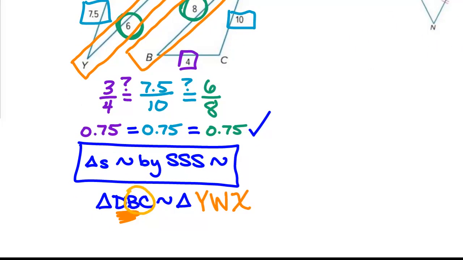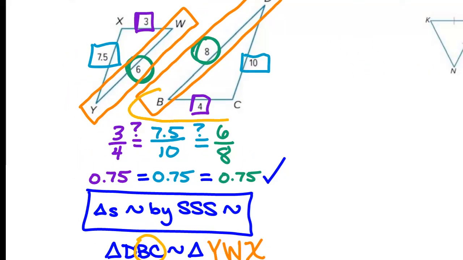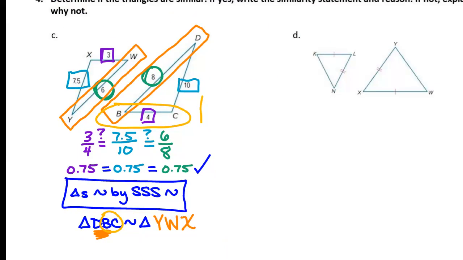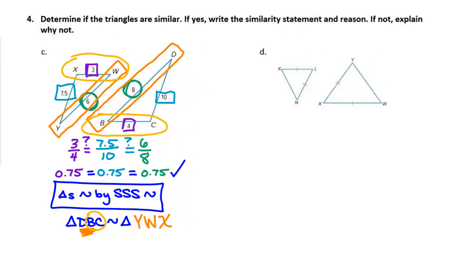Second two letters here is BC. That side corresponds to XW. So when we named this first triangle, it was D, then B, and over to C. These two sides correspond, and these two sides correspond. So it would have to be Y, W, X, so that I keep my corresponding pieces together.